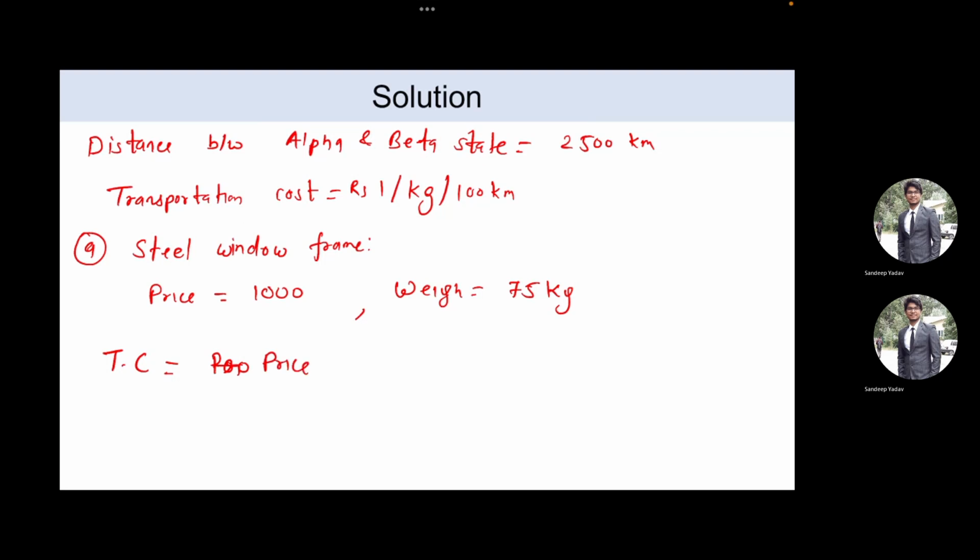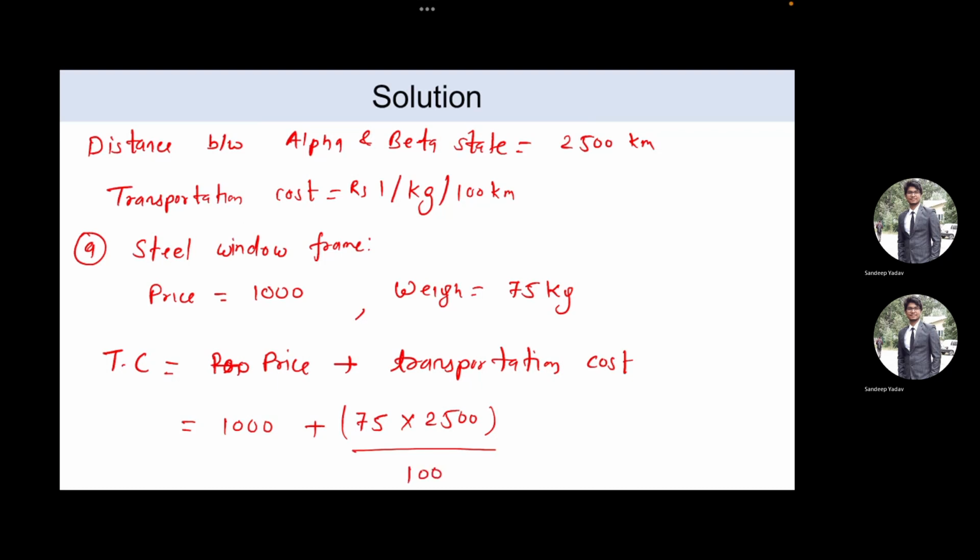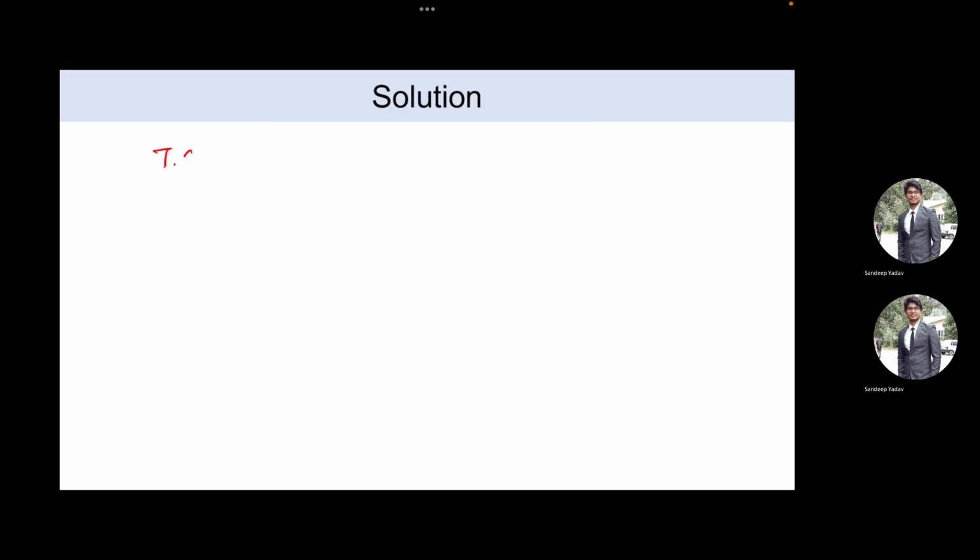based on the price plus transportation cost. That will be 1000 rupees plus 75 into 2500 divided by 100. That is because it is per 100 kilometers. So the total cost will be 2875 rupees.